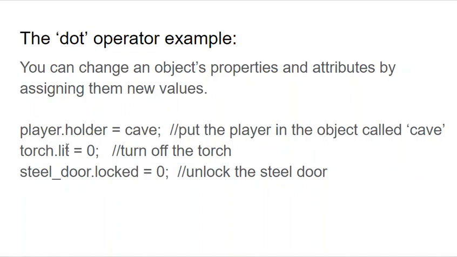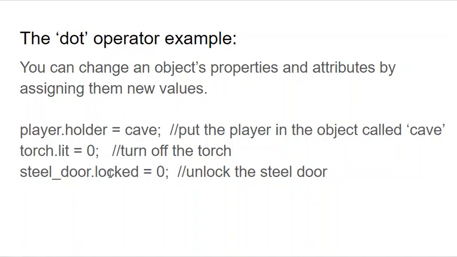This torch dot lit equals 0. That means set the torch's lit property to 0, meaning turn off the torch. Maybe there's a steel door in our game. Steel door dot locked equals 0. That means unlock the steel door. Take the number 0, store it in the steel door's locked property.